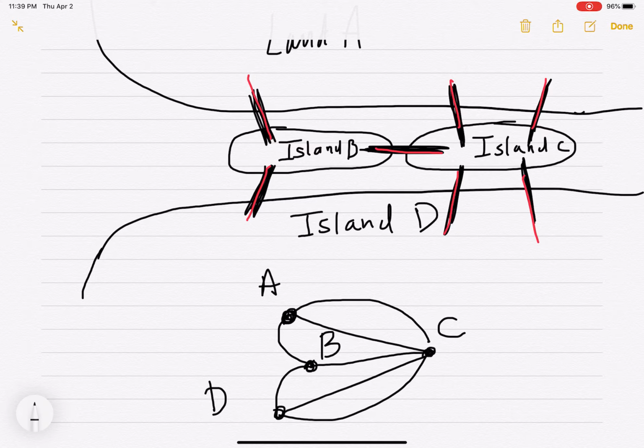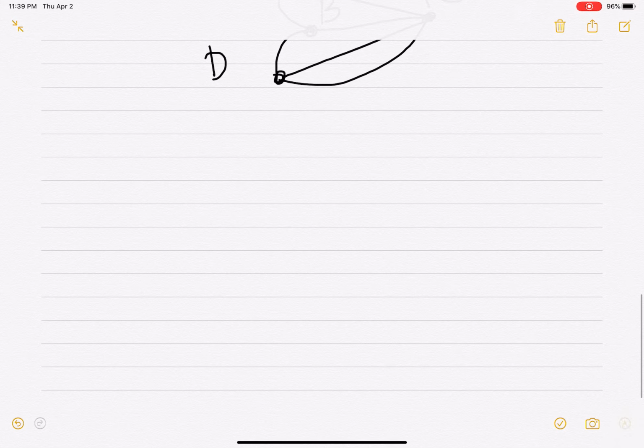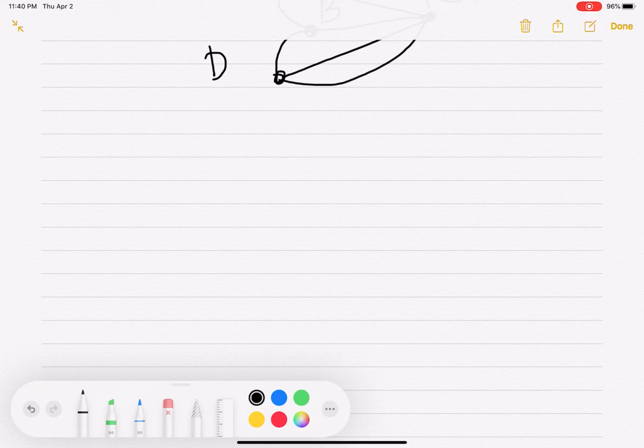Now, Euler discovered that it was impossible to cross the bridges exactly one time, cross all the bridges, and cross them only once. So the famous result is called Euler's theorem.